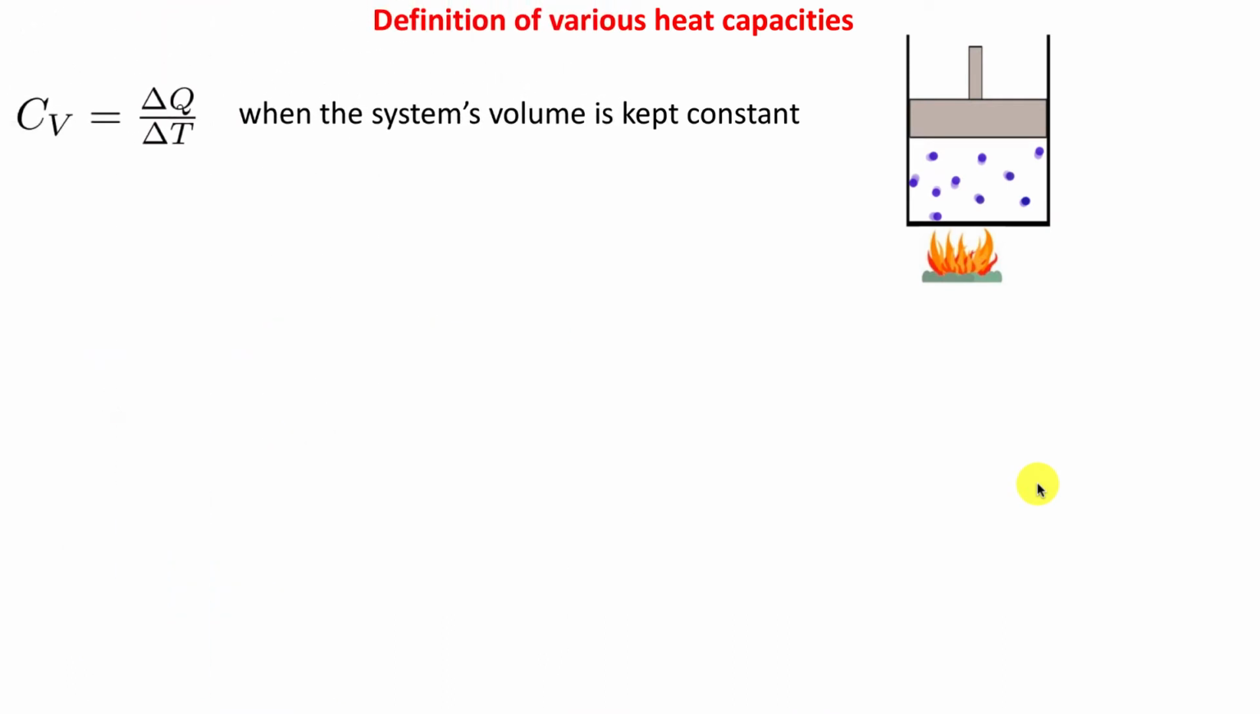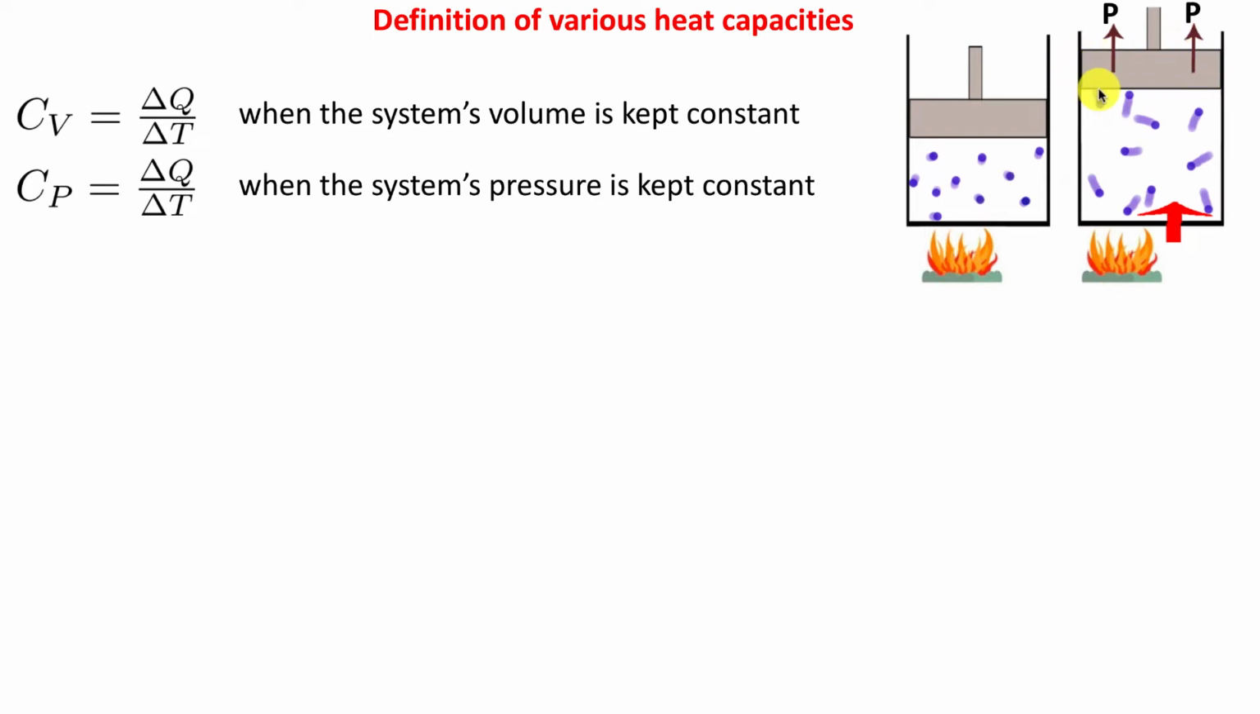Now let's be a little more precise about what various heat capacities are. CV is called the heat capacity at constant volume. So suppose you keep the system's volume constant. You've added in an amount of heat delta Q from here, but you have not allowed this piston to move. So this is at constant volume.